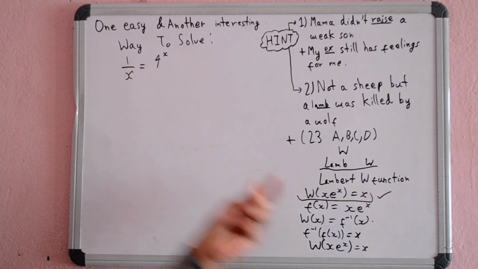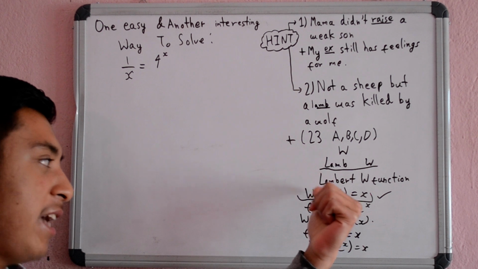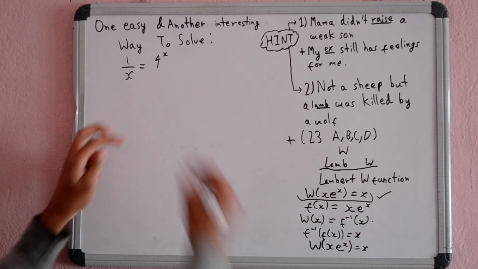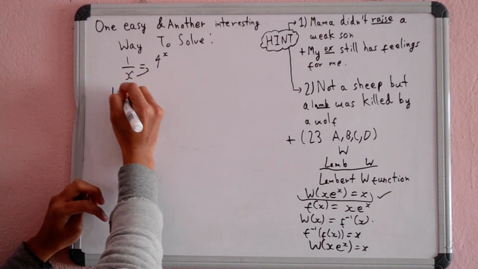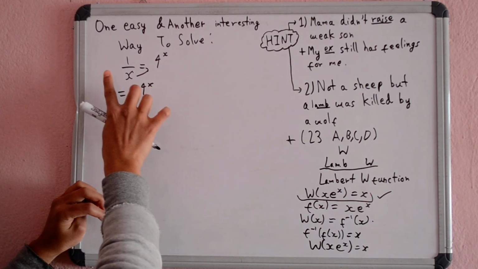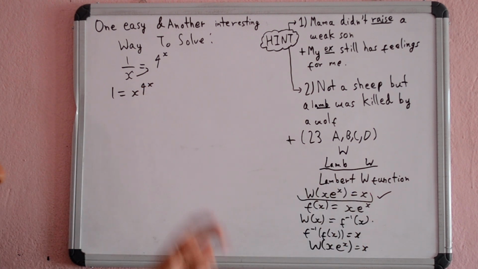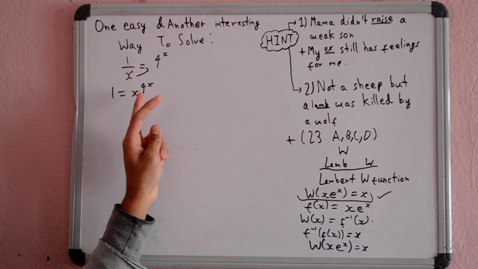So in the first step we have to put it in the form x e^x, so basically x times number to the power x. So just put x over here, we get 1 = x 4^x. And here we want base e, not 4. So let's just make it into base e.